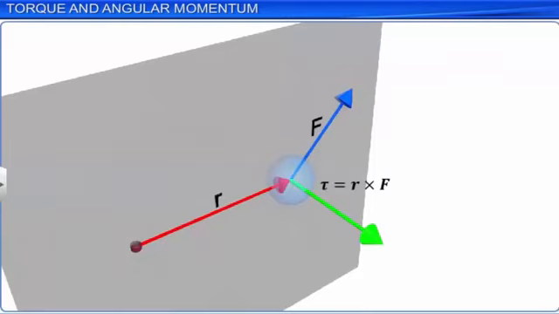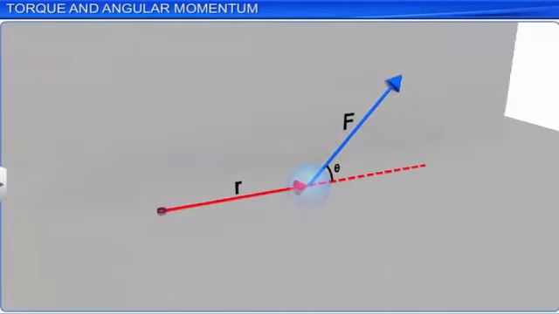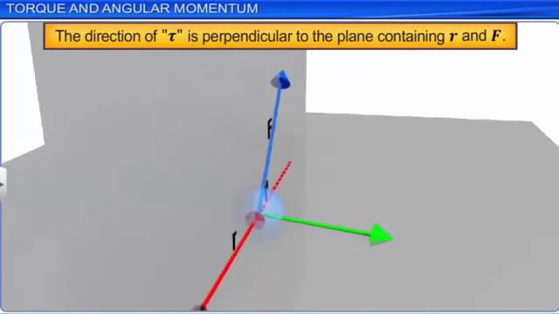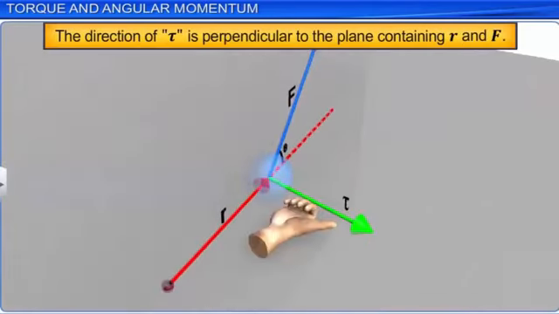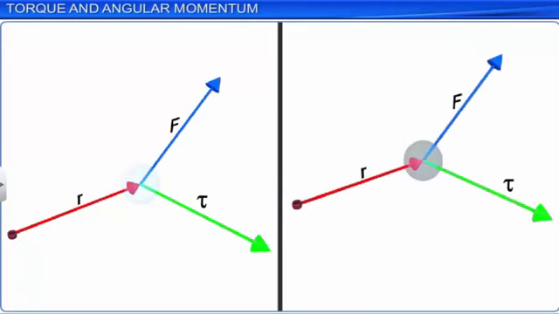Now let us try to understand what torque is. Torque is a vector and its magnitude is expressed as tau is equal to rF sine theta, where theta is the angle between r and F. The direction of tau is perpendicular to the plane containing r and F and can be found using the right-hand rule. If either the direction of r or the direction of F is reversed, the direction of tau is reversed. If the direction of both r and F is reversed, there will be no change in the direction of tau.